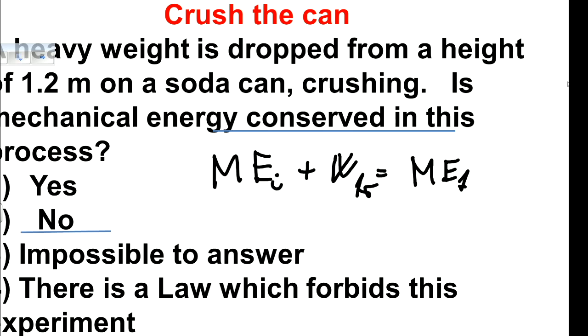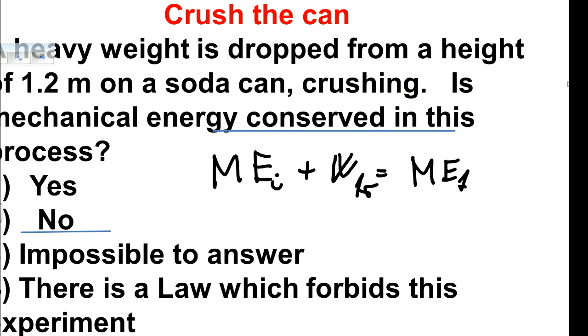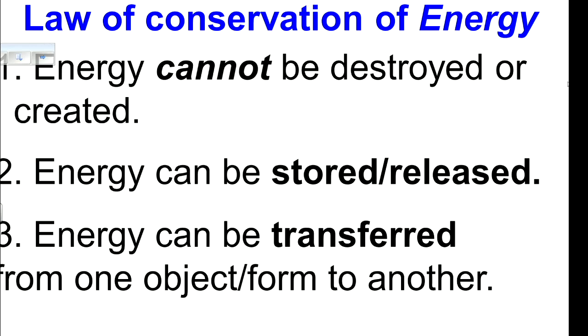So this is a difference between words: mechanical energy and just energy. There are many different forms of energy: electrical, magnetic, etc. So when we say mechanical energy, we mean kinetic plus potential, that's it. When we say energy, that might involve many, many different forms of energy, and energy is always conserved.